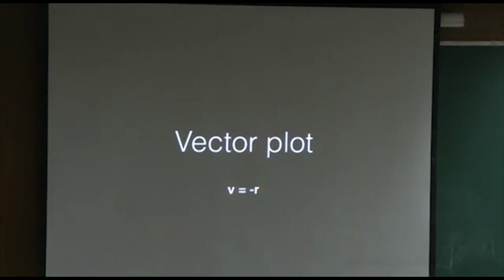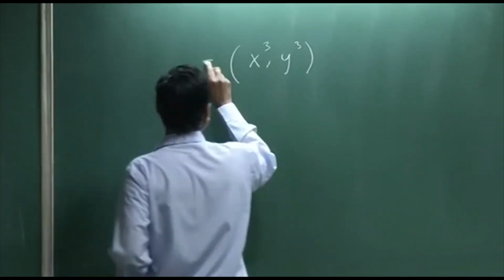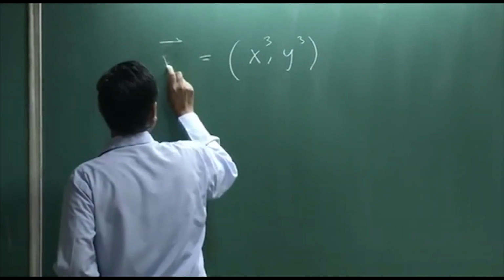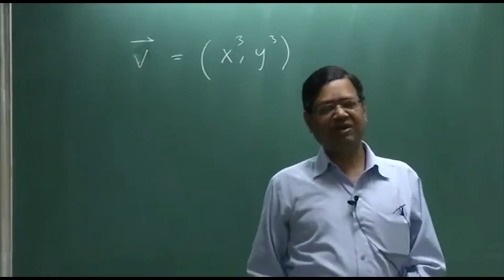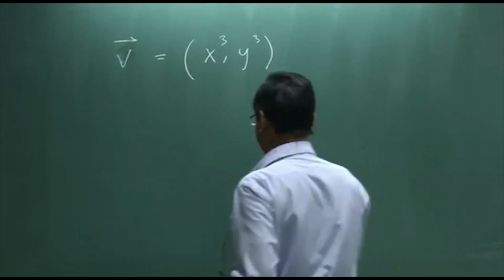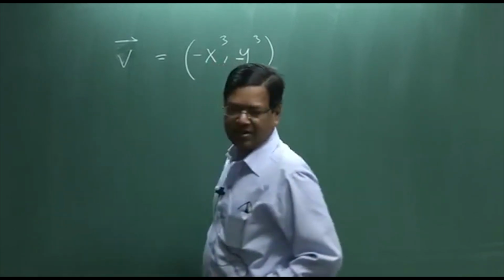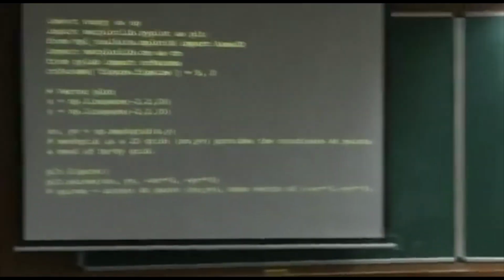So, it is a 2D vector, it is x cube comma y cube, it is not r cube, apologies. So, I am plotting vector v, which is this. Suppose somebody asks you to do this vector plot with a minus sign, I think I have the minus sign here. So, let us see how to do it.